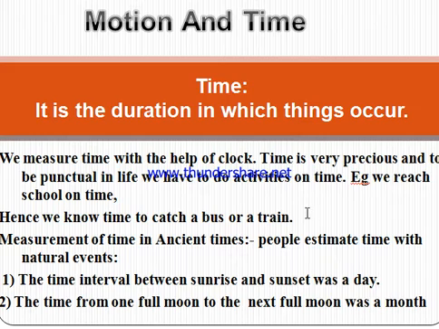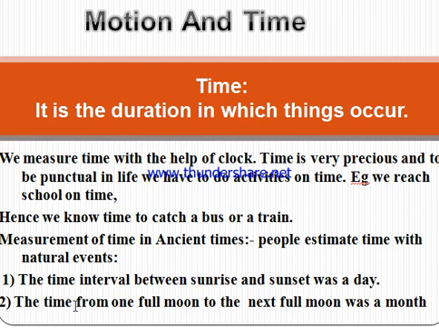Okay, so measurement of time in ancient times. In ancient times there were no clocks, so people estimated the time with natural events, like the time interval between sunrise and sunset was a day. When the sun rises and when the sun sets, then a day is complete. Nowadays also you have seen in the newspaper the time of sunrise and sunset is given.